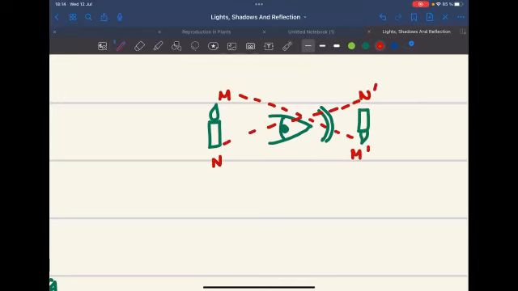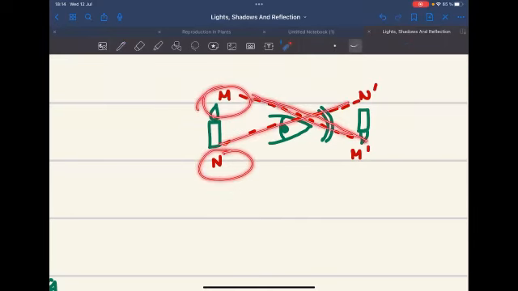Here you can see two light rays, one on the top, one on the bottom. They are crossing each other. This is called converging. This phenomenon is only converging. This converging is happening in your eyes.